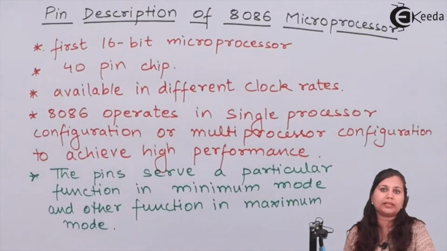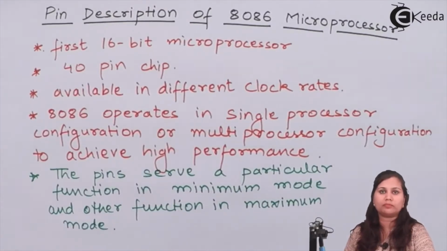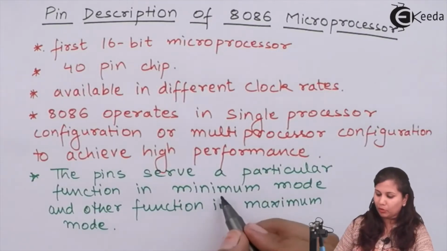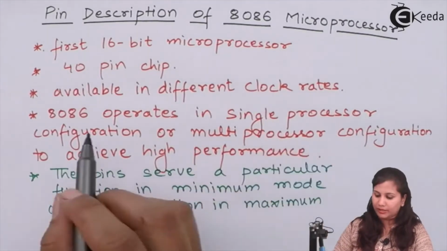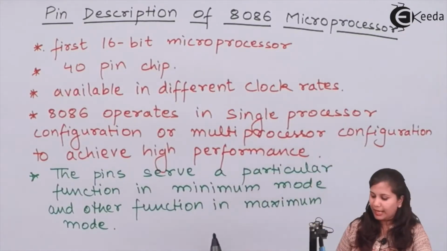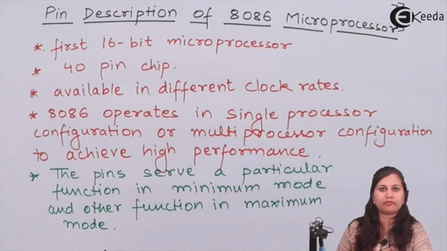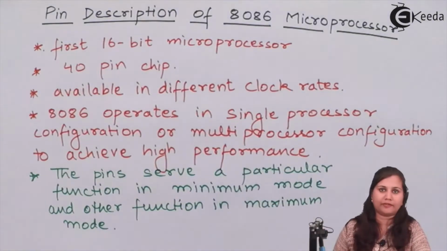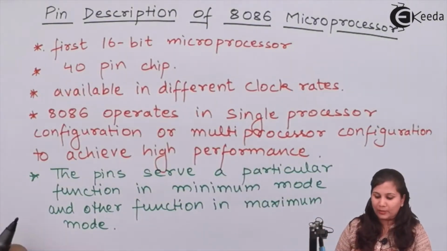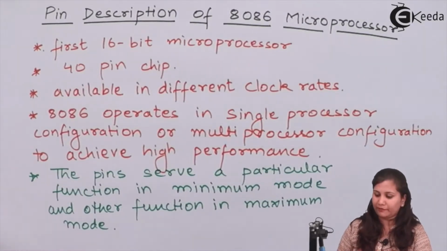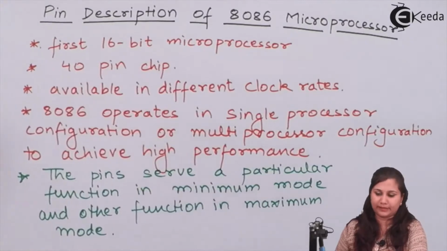So the same pin can be used in both the modes, in minimum mode and also in maximum mode. Minimum mode is the mode in which the 8086 operates in single processor configuration, and maximum mode is the mode in which the 8086 operates in multiprocessor configuration. So let us now study the pin diagram of the 8086 microprocessor, which consists of 40 pins.